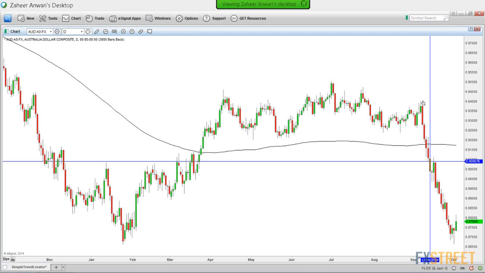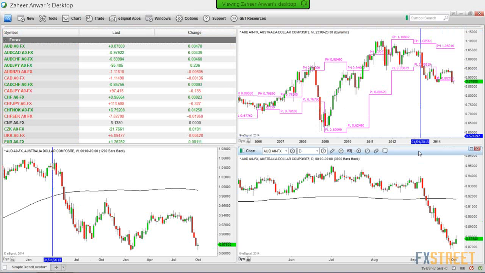Okay, so now taking all three of these into consideration, what we have is the monthly price has broken below the pink line, but it hasn't broken beyond the support level.